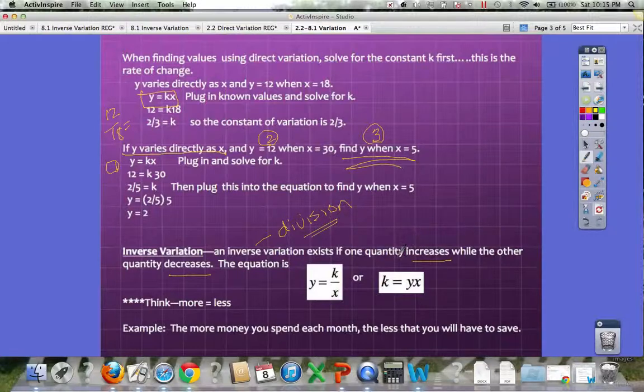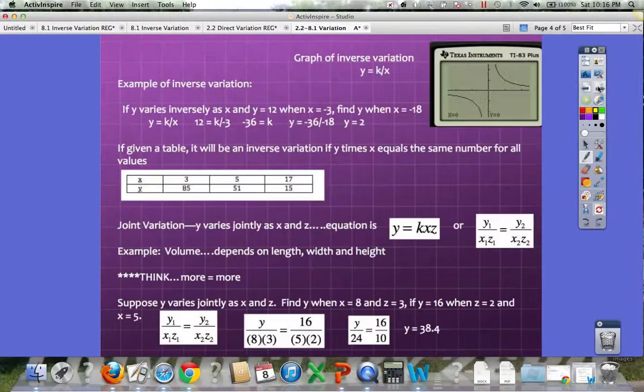Okay? All right, so the equation, like I said, is y is equal to k divided by x, or if you solved it for k, k would be equal to y times x. In this example, you're going to think more equals less, okay? More equals less. Because one quantity has to be increasing, the other one decreases. So, for example, the more money you spend each month, the less you will have to save. The more money, the less you have, okay? So that's going to be inverses. So let's go work on some of these.